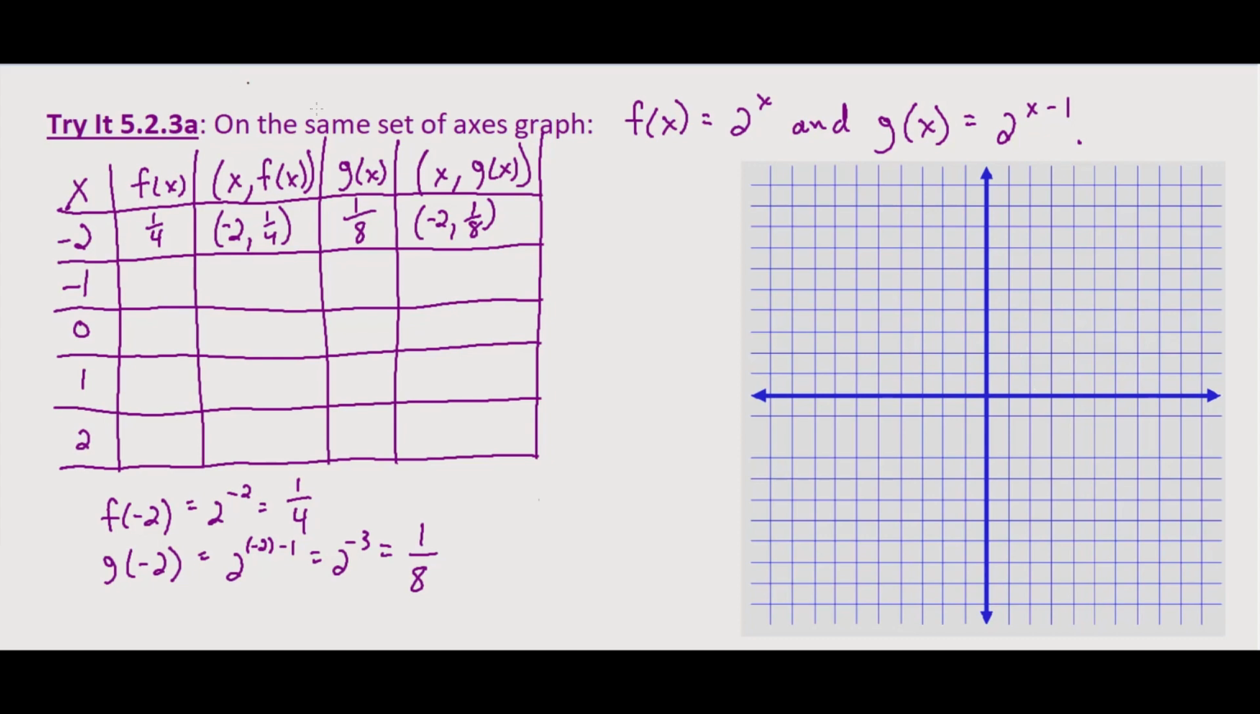Performing the same process with x equals -1, 0, 1, and 2, we get f of -1 is going to be 2 to the -1 for x equals -1, so that's going to be 1/2. At 0, it's 2 to the 0, which is just 1. At 1, it's going to be 2 to the 1, which is just 2. And at 2, it's going to be 2 to the 2, which is 4.